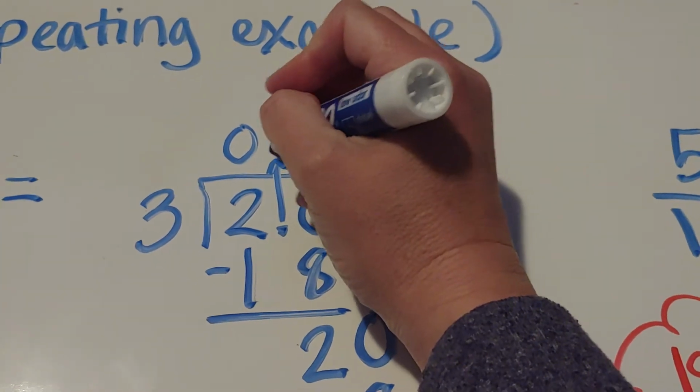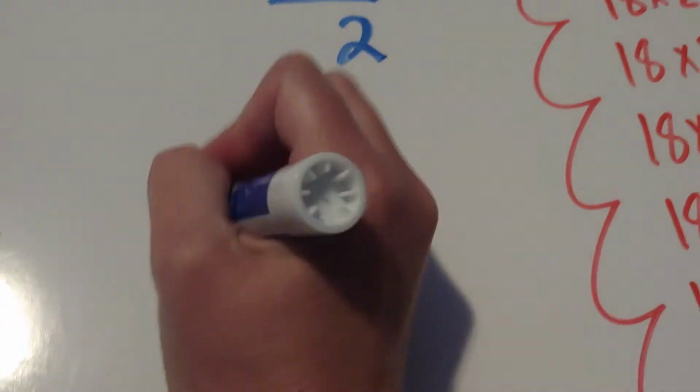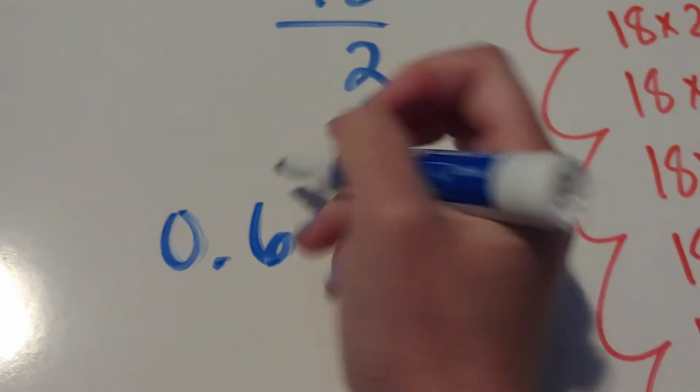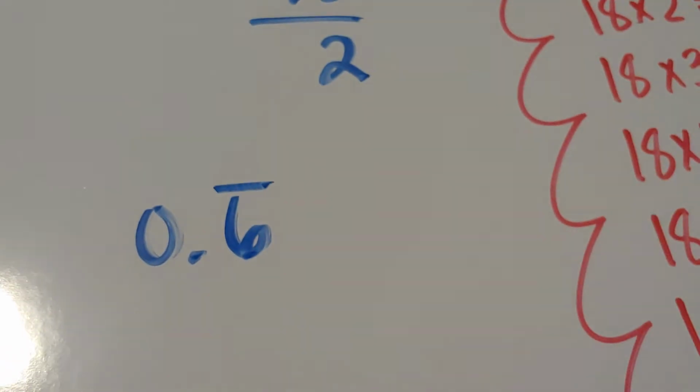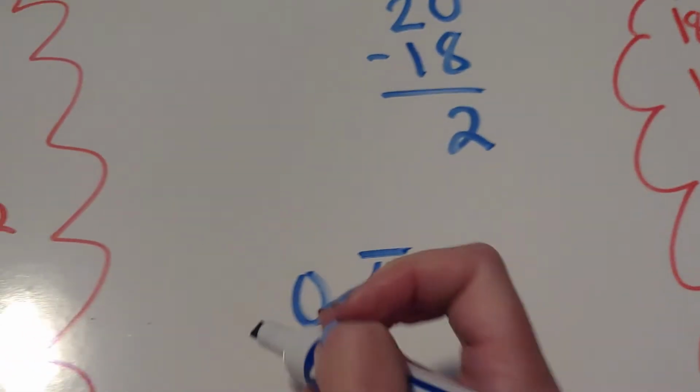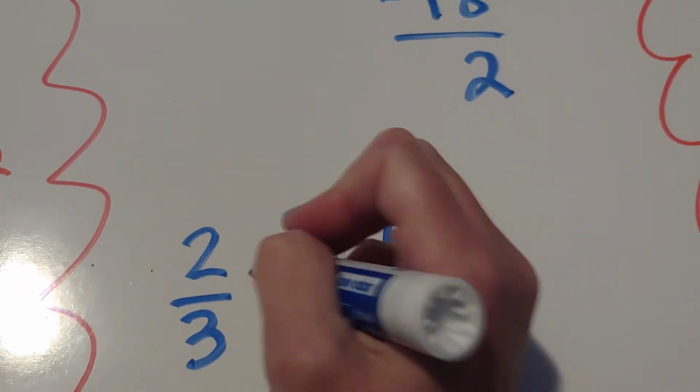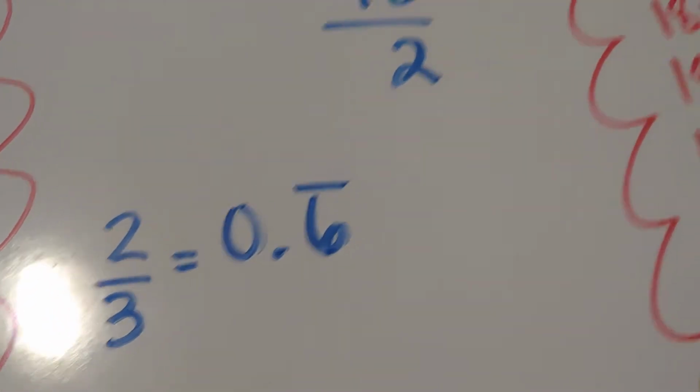So my answer here is 0.6. And since that 6 is what's repeating always, always, always, we write a bar over it. So 2/3 is the same thing as 0.6 repeating. Okay, let's try a harder one.